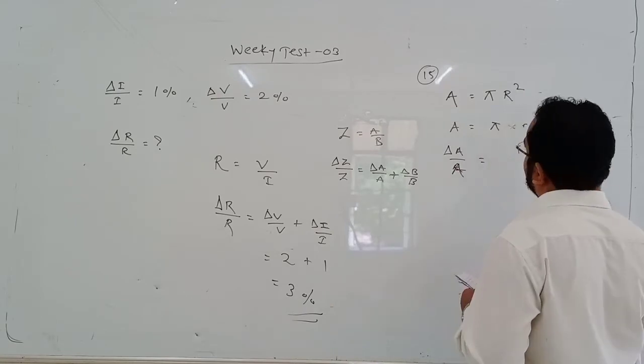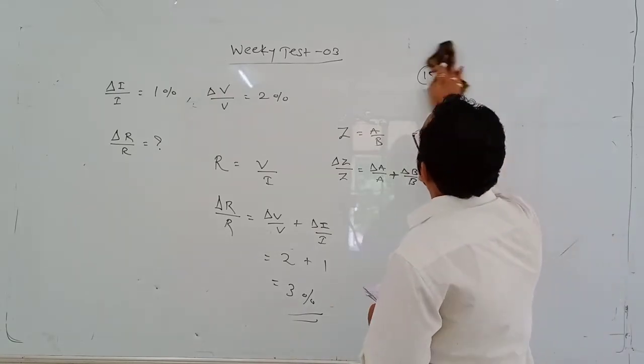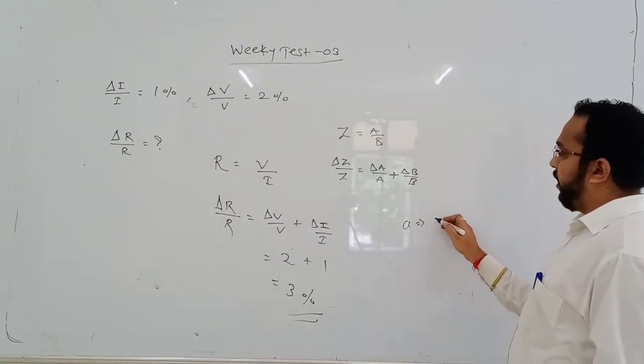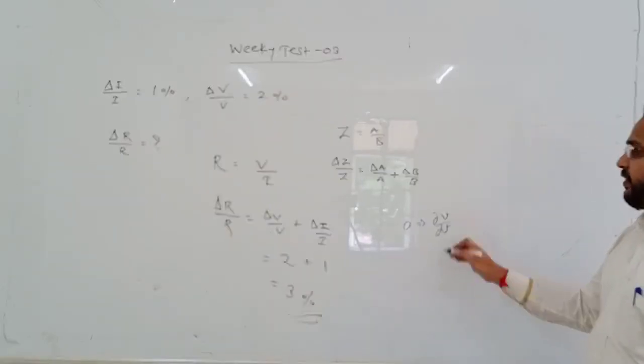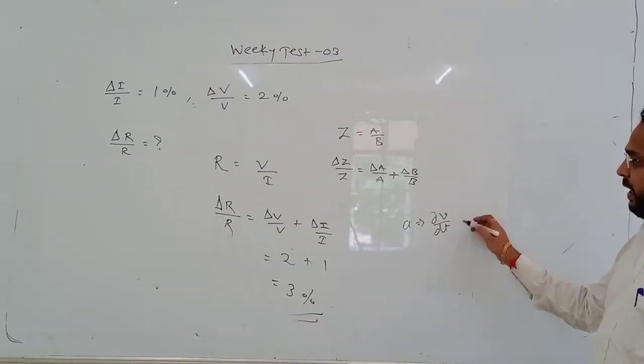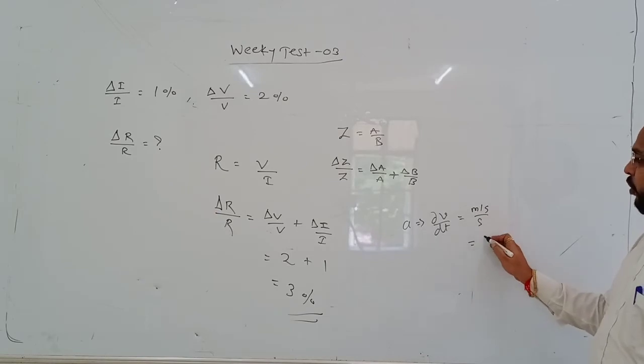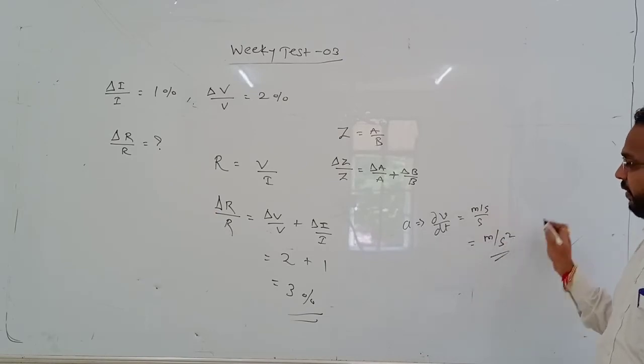What is the unit of acceleration? It is a simple question. What is the unit of acceleration? It is dv by dt, right? Acceleration is the rate of change of velocity with respect to time. What is the velocity? Meter per second upon second. So it is meter per second square.